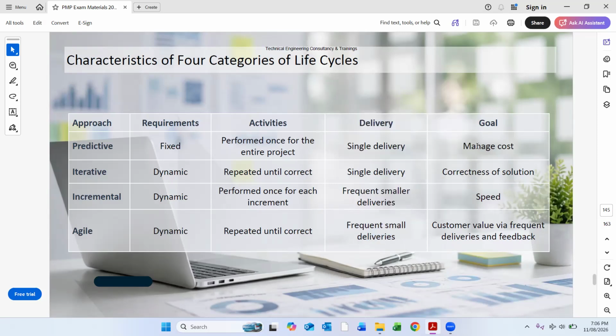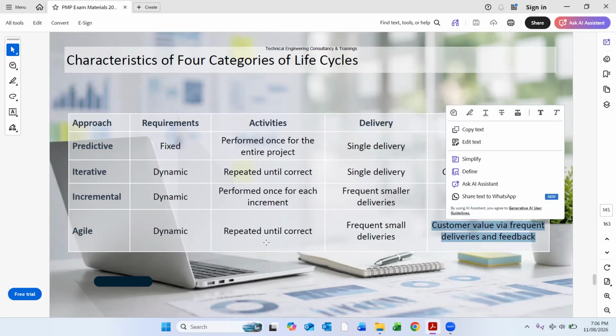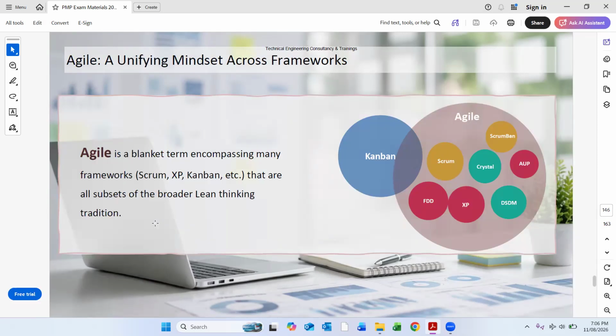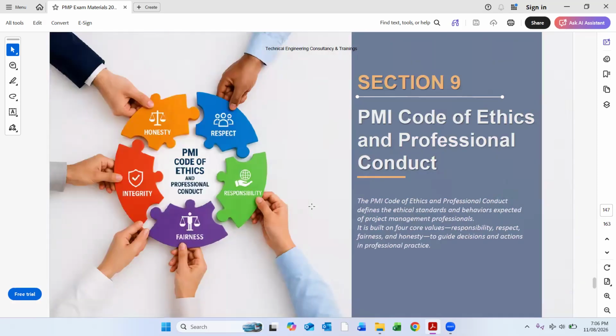And in predictive, the goal is to manage the cost. In the iterative, the goal is the correctness of solution. And in incremental, it is speed. But in agile, it is customer value, we have frequent deliveries and feedback is also there. So these are the major differences, characteristics of different life cycles in comparison to agile. Agile is a blanket term encompassing many frameworks, from Kanban, that are all a subset of the broader lean thinking tradition. This is what we discussed.